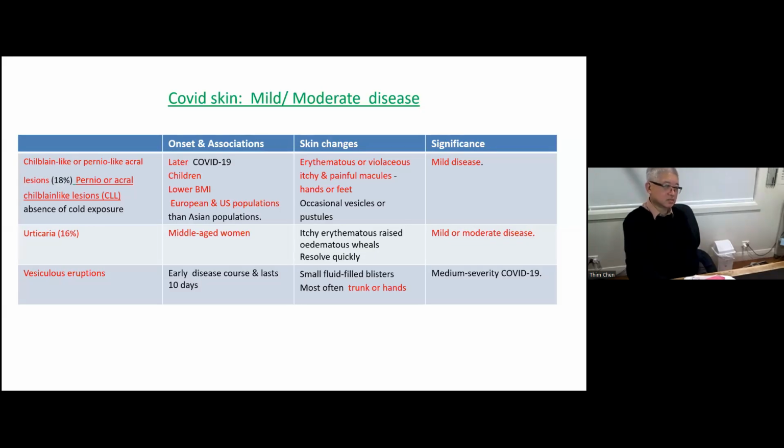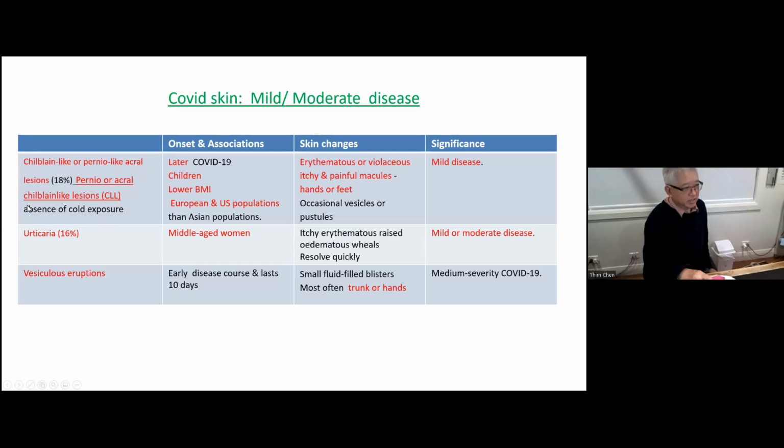So this is COVID-19. We start with COVID-19 because COVID is now still a pandemic in the world. So we have mild and moderate disease. COVID skin can be seen in up to 20% of patients with SARS-CoV-2. So it's not rare, it's common. But a lot of people are still studying, and we're still reading about new things in dermatology in COVID. The three common things that are seen with mild to moderate disease start with chilblain or acral lesions. So we call it CLL, chilblain-like lesions.